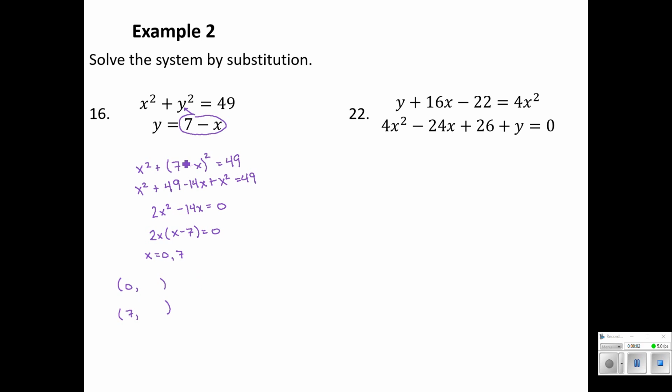And if x equals 0, then y equals, well, look at this nice equation we have that'll tell us what y equals. y equals 7 minus 0. And in the other equation, if x equals 7, then y equals 7 minus 7. So we have 2 points of intersection there, as shown.